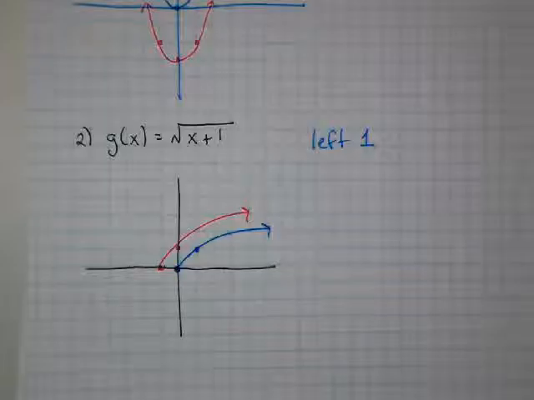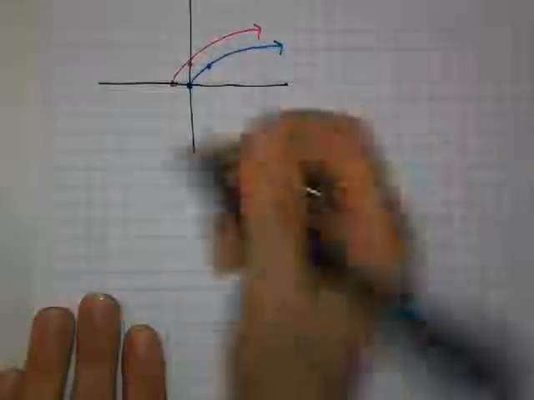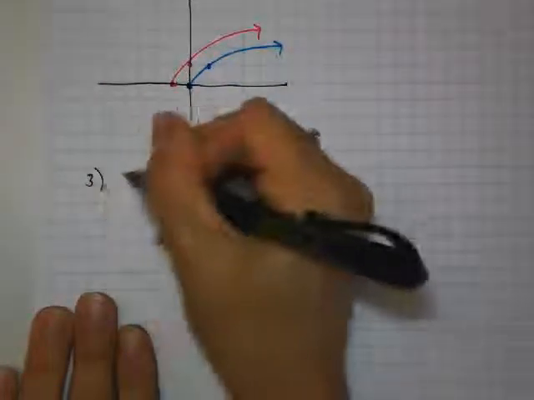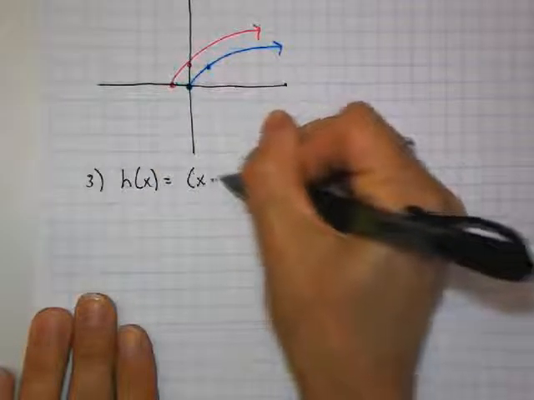Alright, let's try a combination. I'm going to squeeze it down here at the bottom. Let's say I have h of x is equal to x minus 5 cubed plus 2.